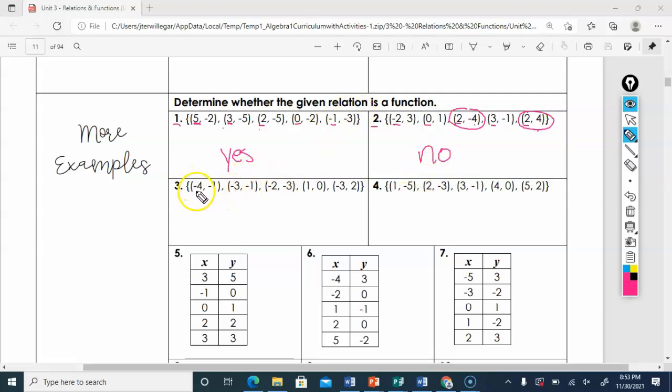Let's look at 3. -4, -3, -2, 1, -3. Uh-oh. I have two -3's. And they go to different y values. That's a no.